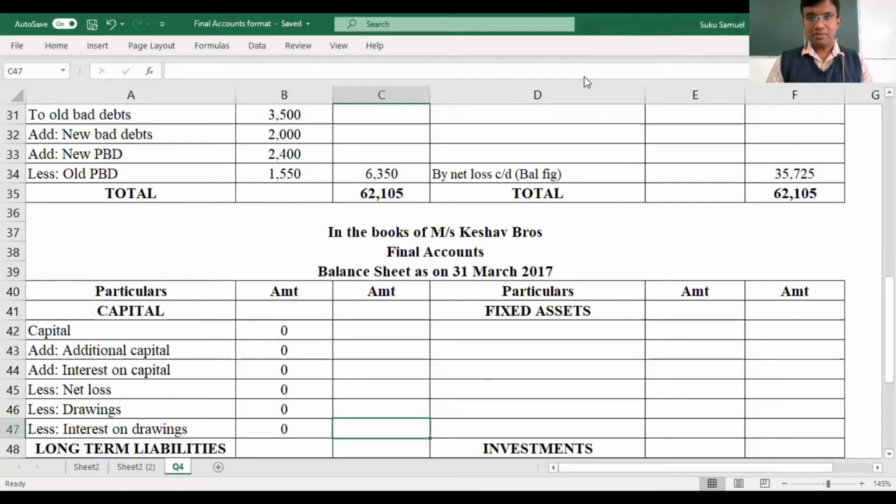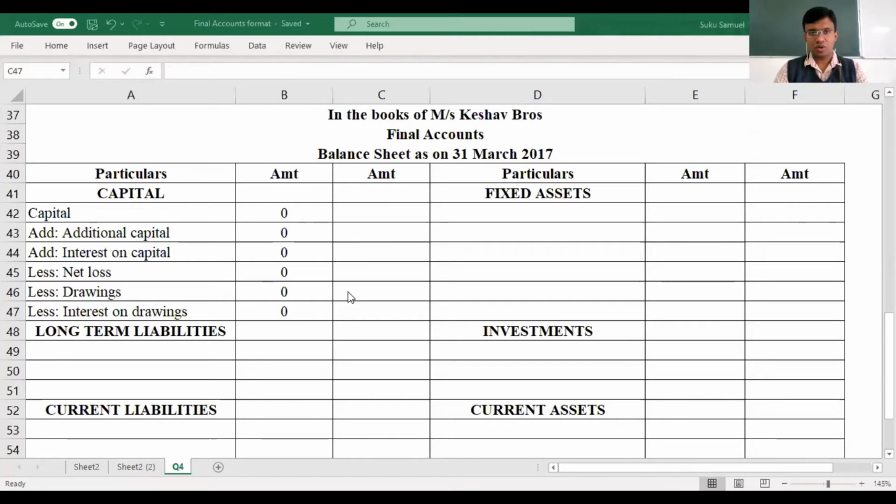The next statement that we have to prepare is the balance sheet. The last statement that we have to prepare is the balance sheet, and let's start off with that. We will have to start off with capital. The opening capital amount is 2,20,000.